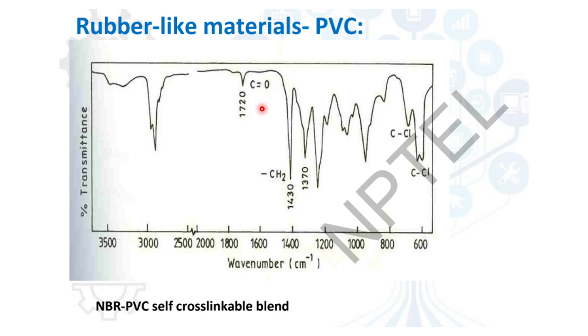Wave number will not increase. It will be lower. Instead of 1720, it may come around 1660 or 1670. Now why? Because Cl has a minus I effect, so what is happening? The electron density around carbon is reducing because Cl is attracting electrons from carbon towards chlorine.